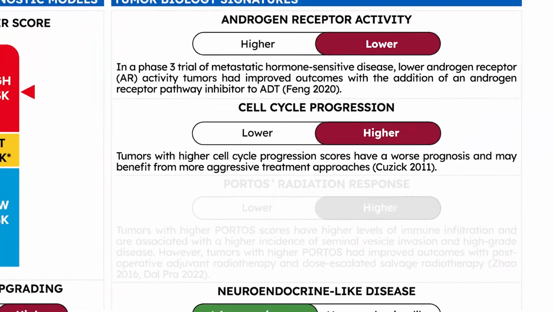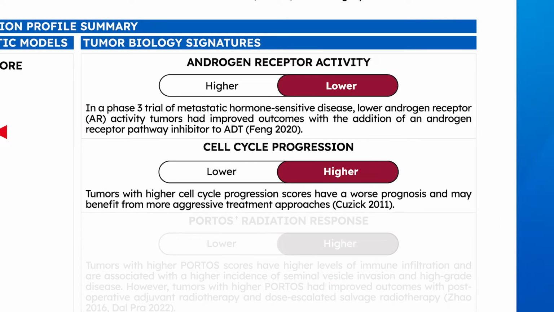On the right half of the page are the tumor biology signatures that are highly relevant to prostate cancer. As we know, prostate cancer is very dependent on androgen receptor signaling activity. But there's always a question on how androgen-driven is a tumor. This signature looks at the level of androgen receptor activity in the tumor and signifies it as either being higher or lower. The interpretation language here as higher or lower is derived from an analysis that Decipher and Veracyte performed with investigators from the phase 3 randomized Titan trial.